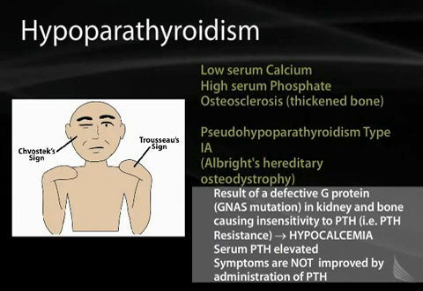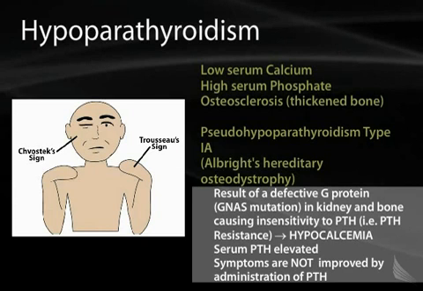Pseudohypoparathyroidism, as the name suggests, is not true hypoparathyroidism in that PTH is not truly low. In fact, PTH levels can be high or normal. The reason for this is a defect in the sensitivity of sensing PTH, or PTH resistance, because of a mutation in a G protein coupled receptor pathway called a GNAS mutation. But the end result is nevertheless hypocalcemia.